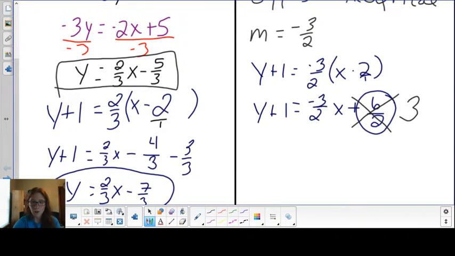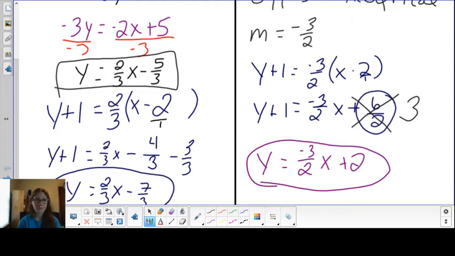So I'm going to subtract that 1 next. So I have y is equal to -3/2 x plus 2. So a little bit of yesterday's stuff was with lines. One more example of line stuff.